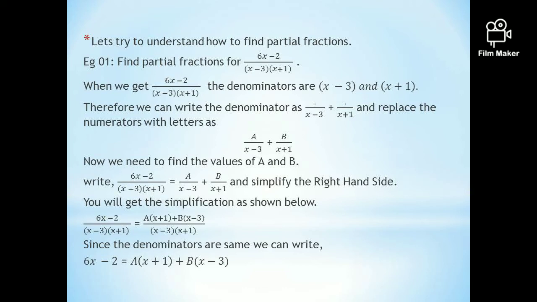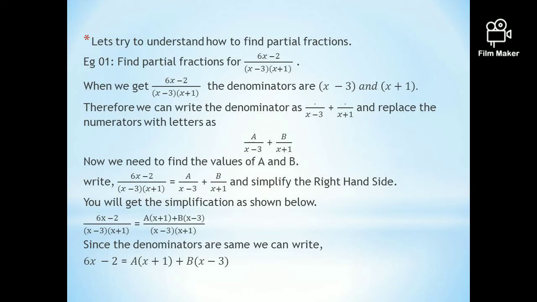Then for these numerators, fill in two letters A and B, or whichever two letters you like. Generally, we use capital letters in alphabetical order. Right. Then you can write 6x minus 2 over x minus 3 into x plus 1 is equal to A divided by x minus 3 plus B divided by x plus 1.